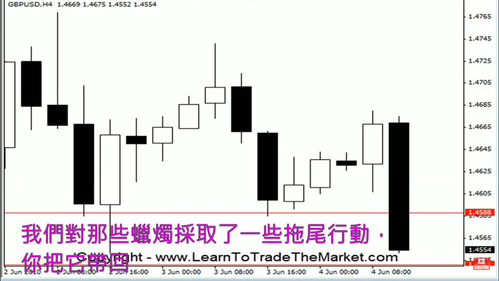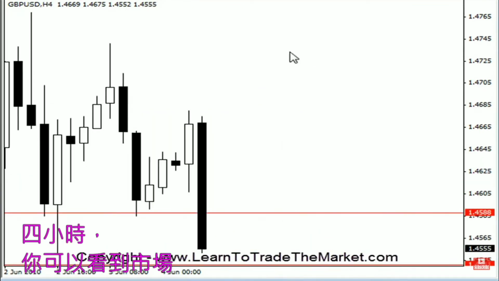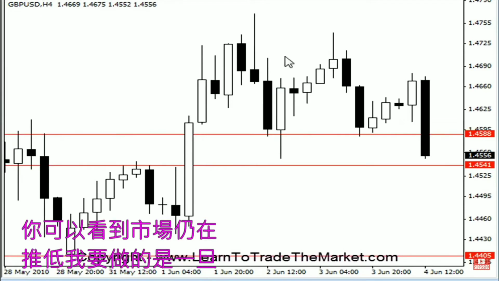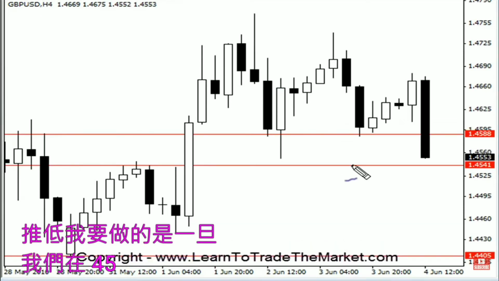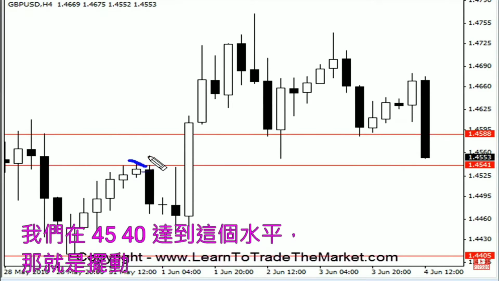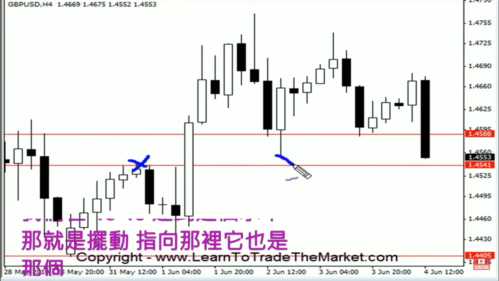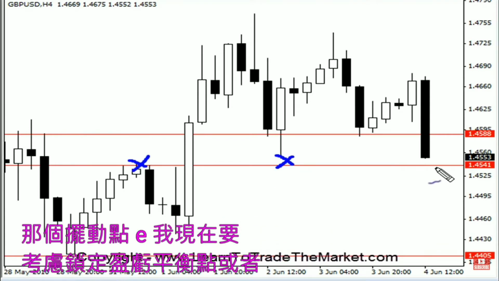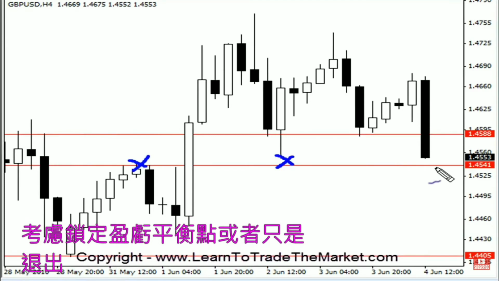You take it back to the 4 hour, you can see the market still pushing down. What I'm going to do is, once we hit this level right here at 145.40, that's that swing point there, it's also that swing point there, I'm going to consider locking in break even or just exiting the trade.